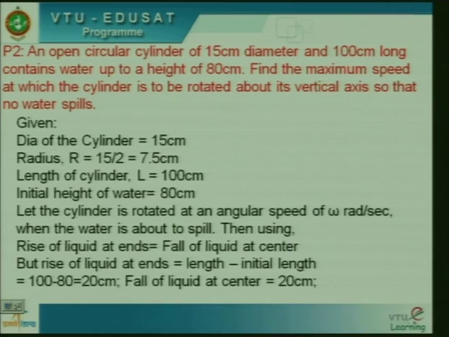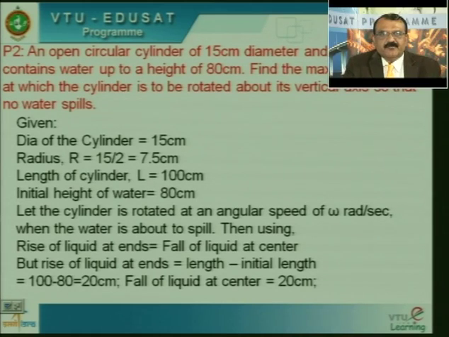Read this problem once again. An open circular cylinder of 15 centimeter diameter and 100 centimeter long contains water up to a height of 80 centimeter. Find the maximum speed. You need to find the value of N at which the cylinder is to be rotated about its vertical axis so that no water spills. Okay, how to solve this problem? Let us see how to do that.